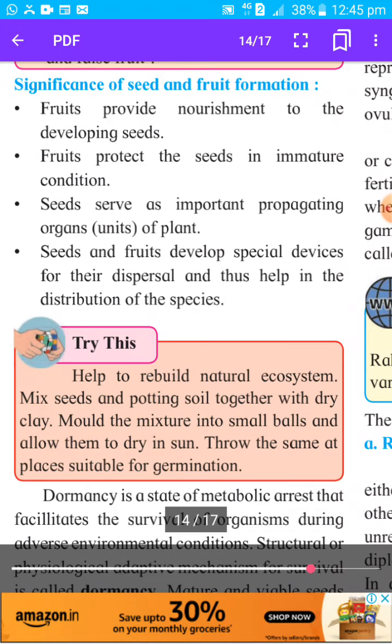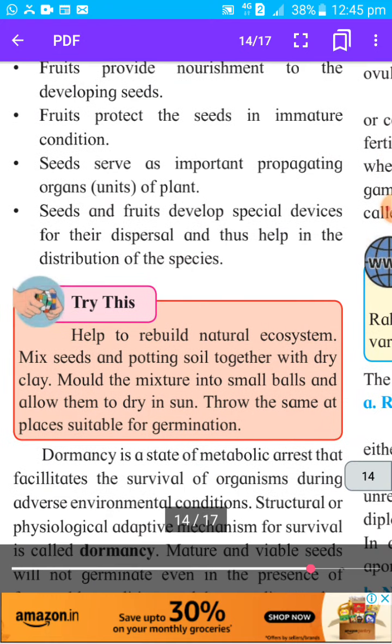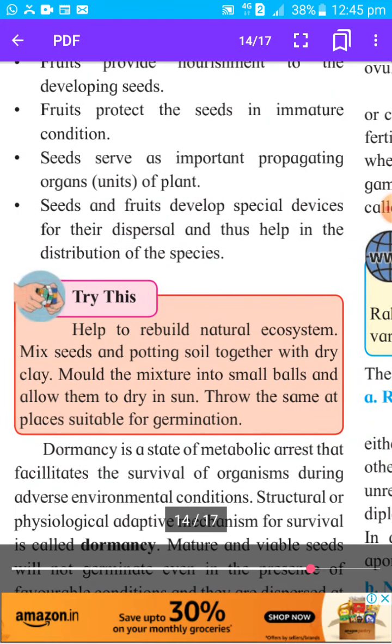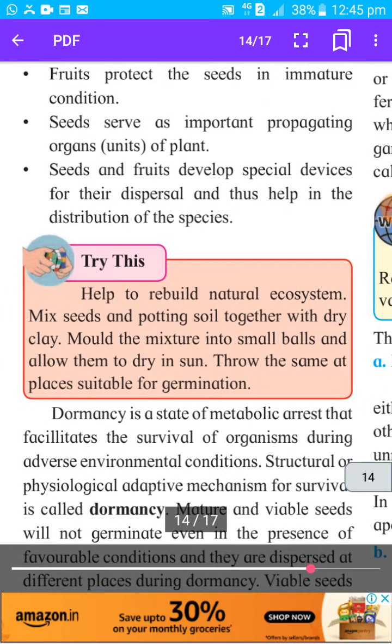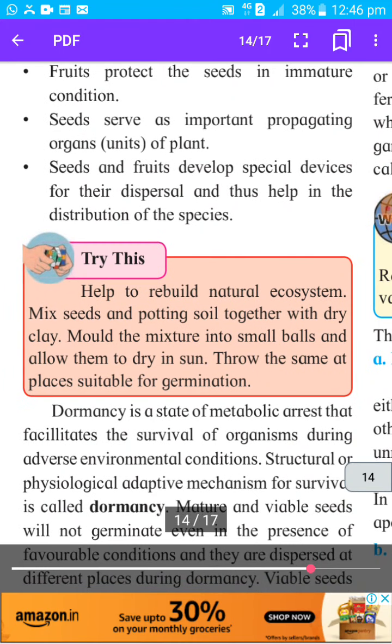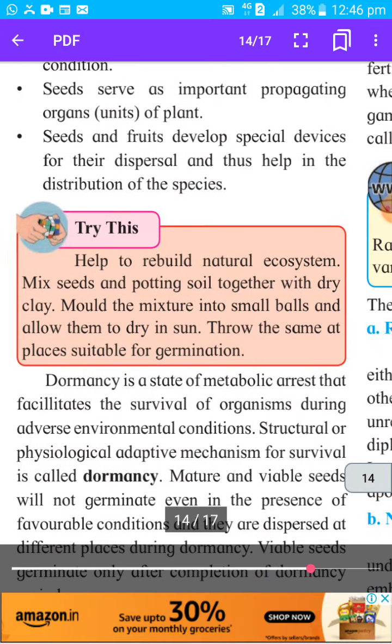So nourishment to the seed is provided by this fruit. Fruits protect the seed in immature condition, so it gives protection to the seed. Seed serves as an important propagating organ of the plant, so new plants are generated by this seed. Then seeds and fruits develop special devices for their dispersal and thus help in the distribution of species.